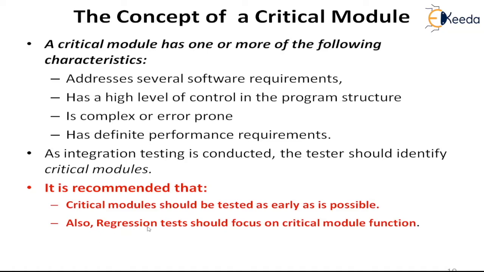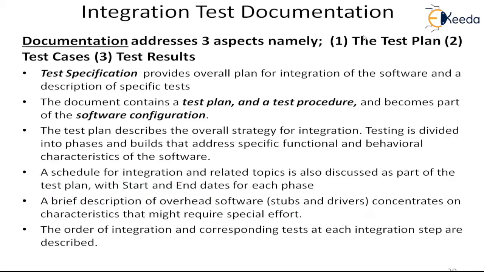And also in the regression test, we have to include the critical module functions, so that each time we make a change, we can see that the critical modules are not affected. So these are the two recommendations. For this reason, it is very important for testers to find out which is the critical module. From the design documents, you can determine which is a critical module, because it will have any of these four characteristics.